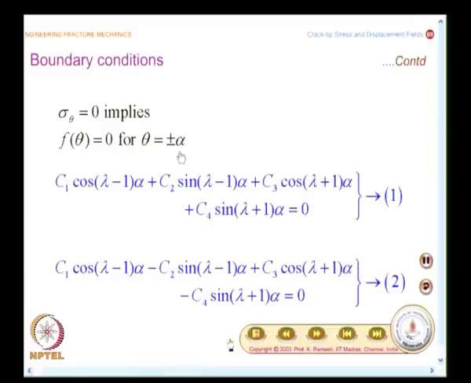And what I am going to do is, instead of plus alpha, I will make it as minus alpha. The sin terms will change the sign, cos term will remain as such. So, I get the second expression as C 1 cos lambda minus 1 alpha minus C 2 sin lambda minus 1 alpha plus C 3 cos lambda plus 1 alpha minus C 4 sin lambda plus 1 alpha, that is equal to 0.